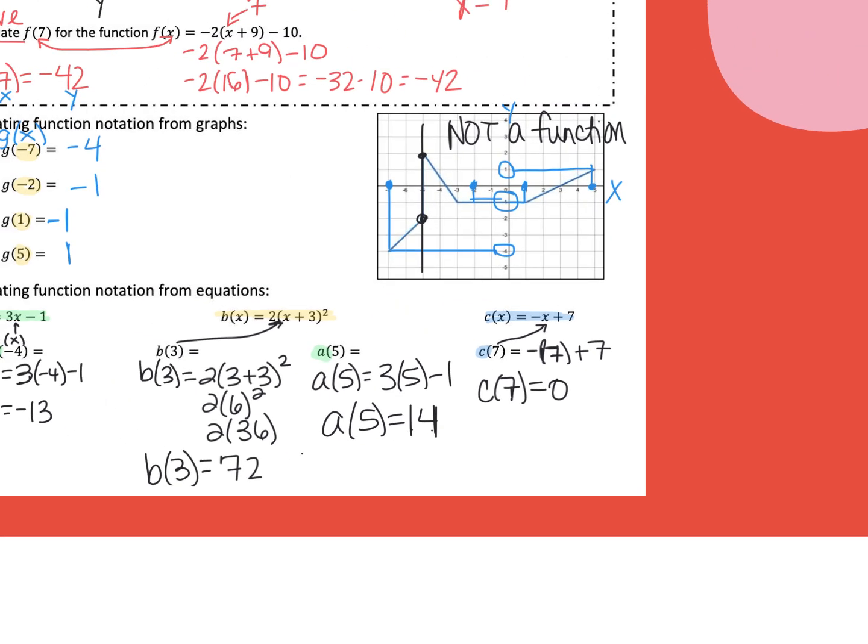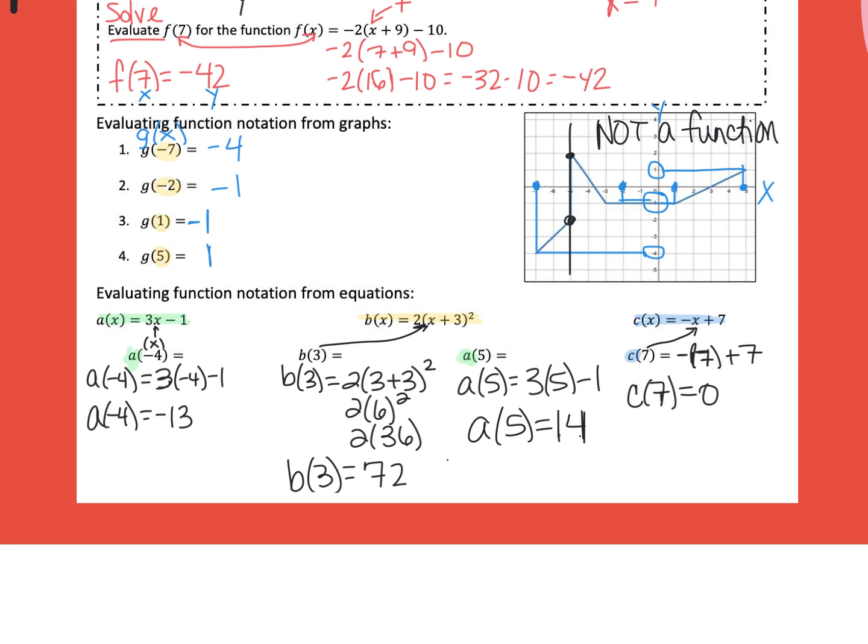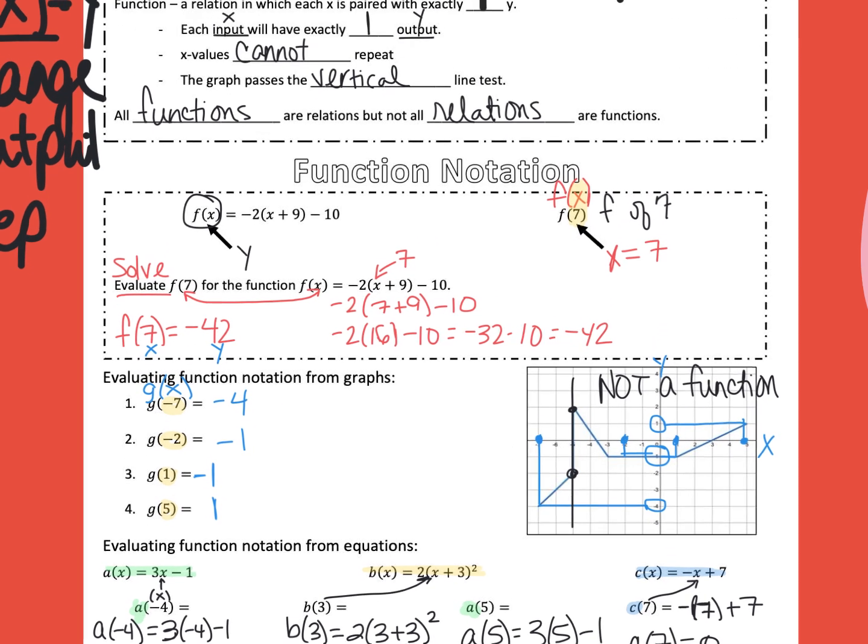Okay, so those are your notes. So the thing you need to take away is the number in the parentheses goes in place of the x. And if it's a graph, that number is your x value on the graph, and you find your y.